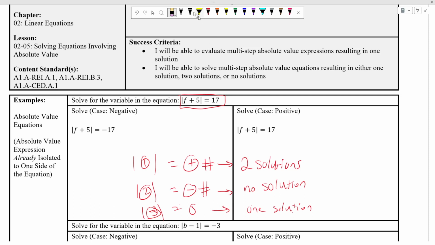Recognize further that you must achieve this general structure before you can even make your decision path. The general structure being you have absolute value, whatever's inside, but it alone is on one side of the equation and it equals some other stuff that's going on. So it could be simply just an x equals whatever, or it could be something much more complex like f plus 5 equals whatever.